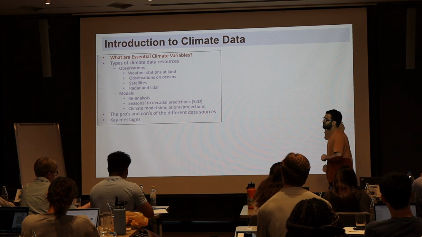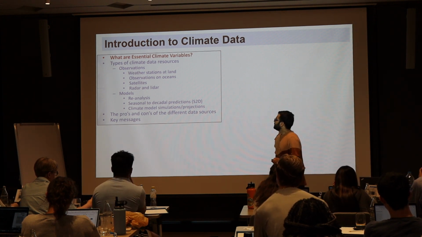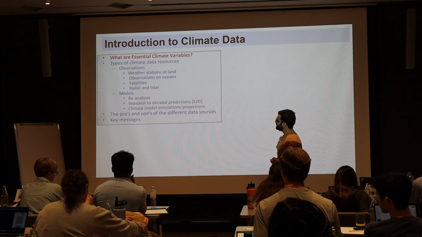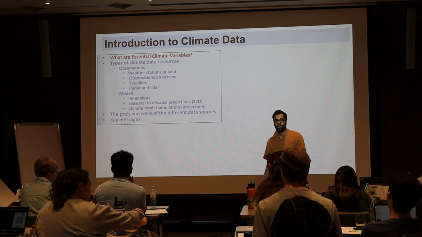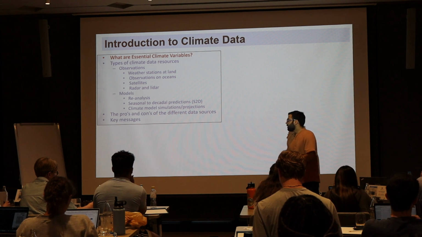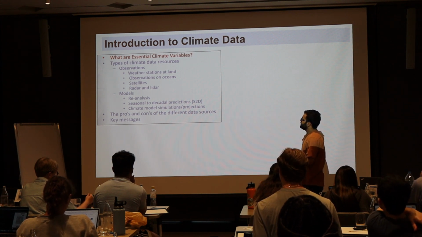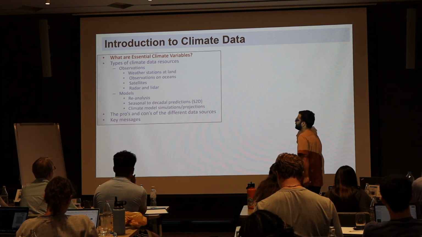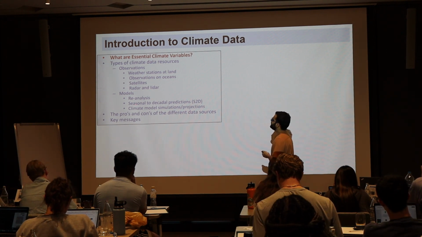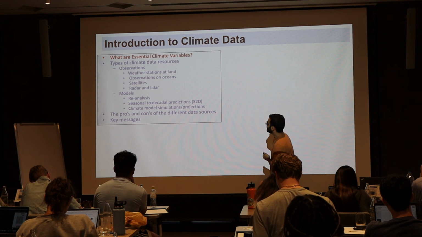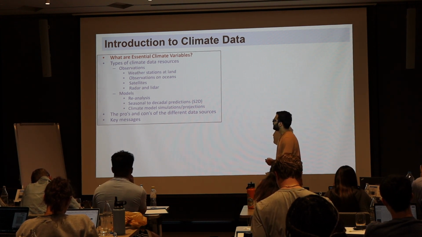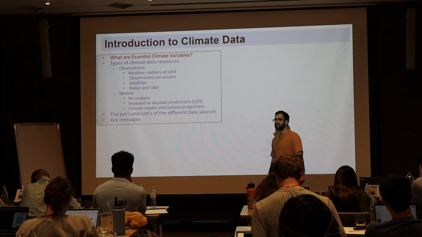So let us start with the introduction of the data. The climate data, you can see in the form of observational data, then model data. In observational data, we have weather stations, observations at oceans, satellites, radar, and LiDAR. In models, we have reanalysis data, seasonal to decadal predictions, and climate models. So this is what you were learning yesterday, how we can develop the climate model.